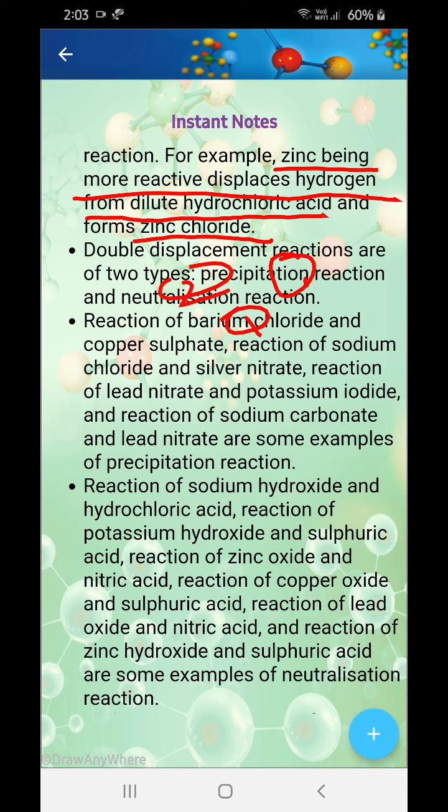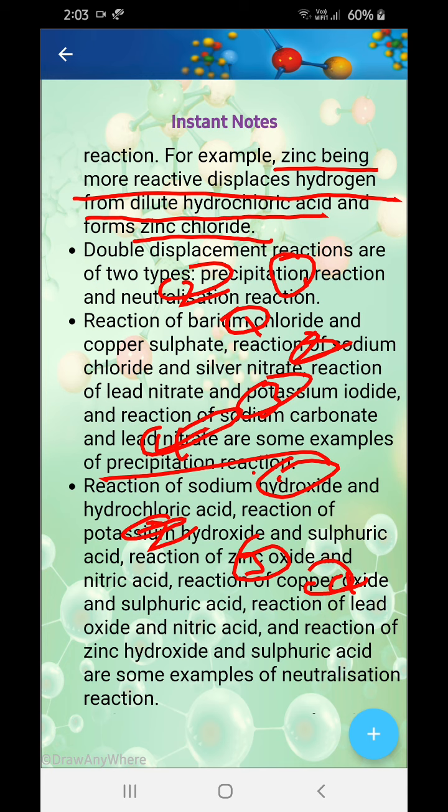Reaction of barium chloride and copper sulfate, reaction of sodium chloride and silver nitrate, reaction of lead nitrate and potassium iodide, reaction of sodium carbonate and lead nitrate are some precipitation reactions. Reaction of sodium hydroxide and hydrochloric acid, reaction of potassium hydroxide and sulfuric acid, reaction of zinc oxide and nitric acid, reaction of copper oxide and sulfuric acid, reaction of lead oxide and nitric acid, reaction of zinc oxide and sulfuric acid are some examples of neutralization reactions.